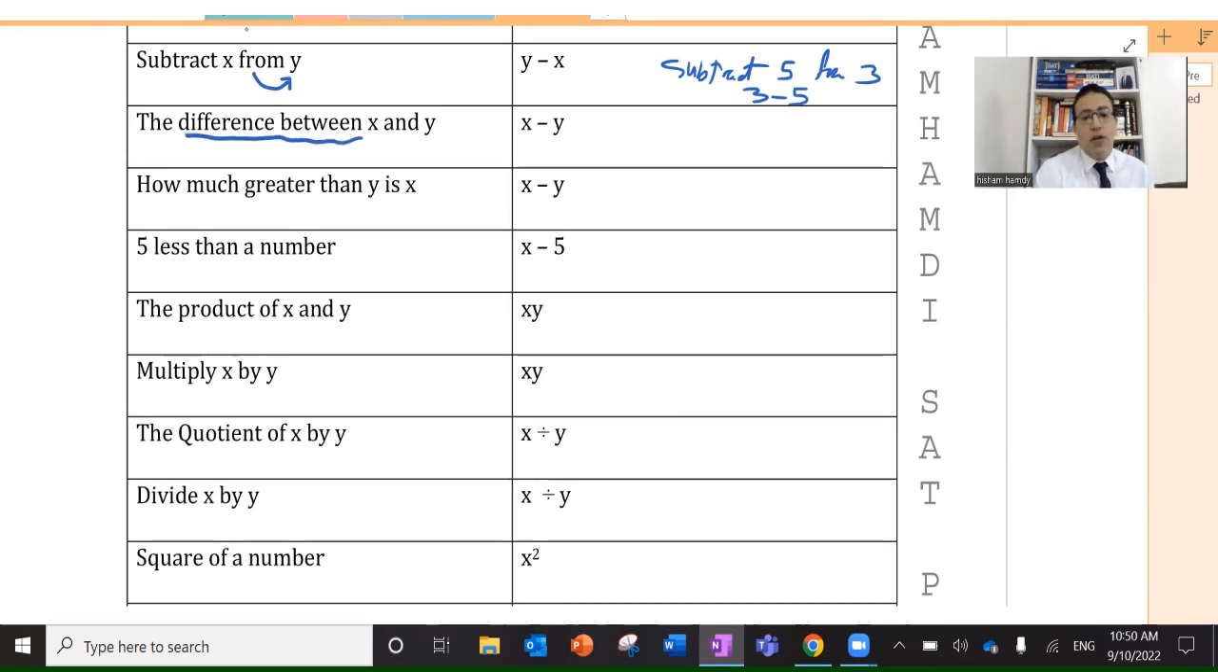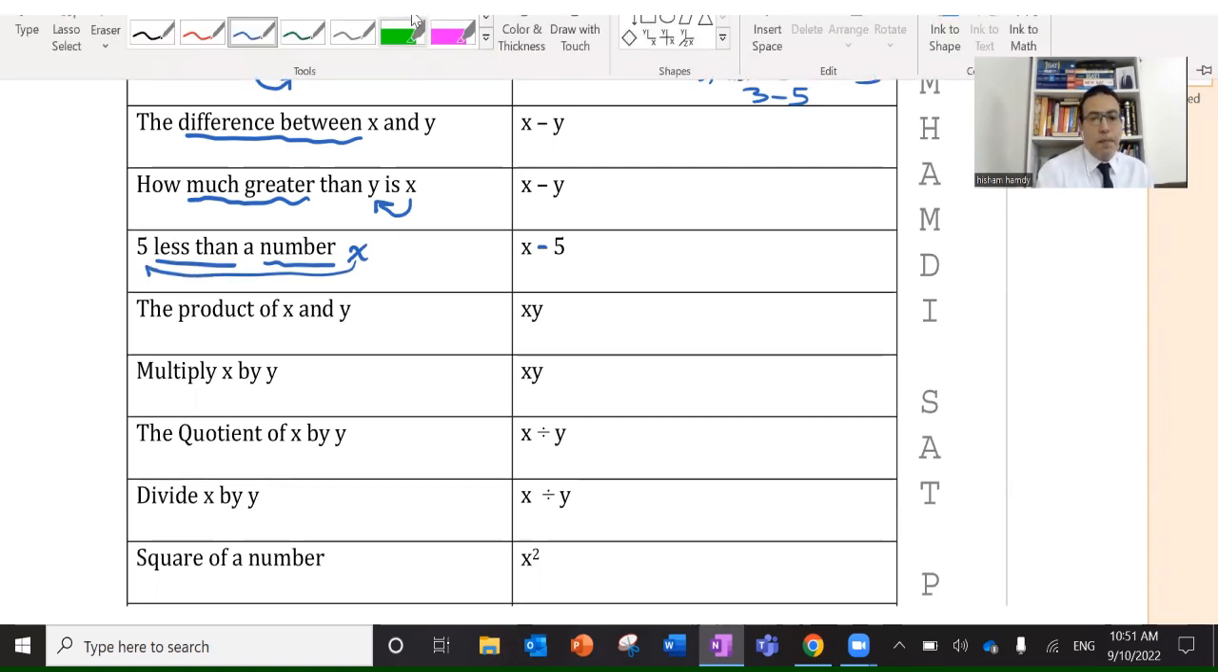Difference between, it could be x minus y or y minus x, because I'm looking for the difference. What is the difference between 3 and 5? It's 2. What is the difference between 5 and 3? It's 2. But subtract from, what comes after from should come first. It has the same meaning, difference as how much greater x is than y. So it's x minus y. Less than also means minus, and 5 less than a number, if we assume that the number is x, so x minus 5.